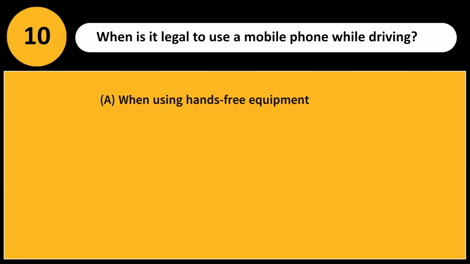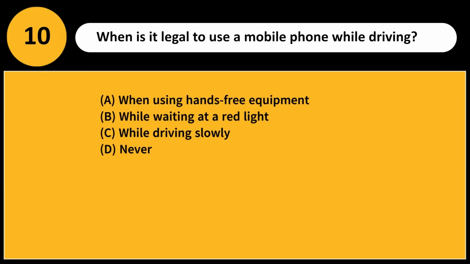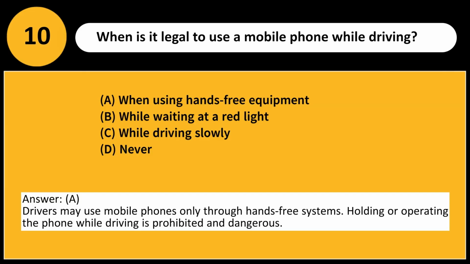When is it legal to use a mobile phone while driving? A. When using hands-free equipment. B. While waiting at a red light. C. While driving slowly. D. Never. Answer: A. Drivers may use mobile phones only through hands-free systems.